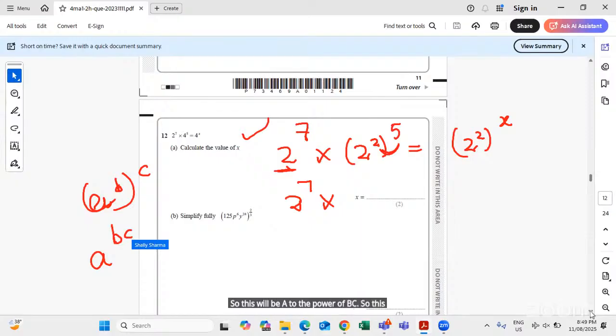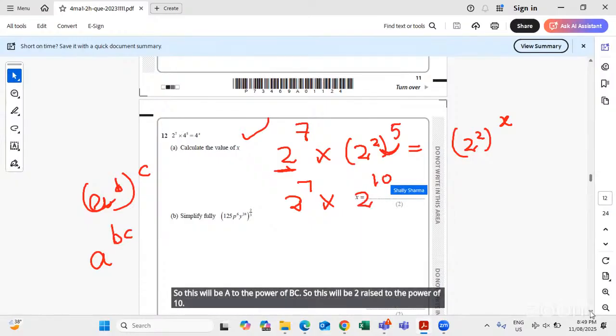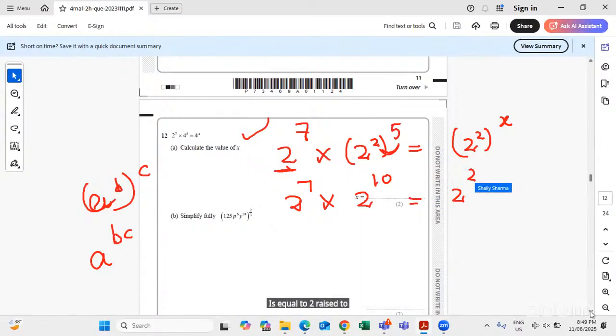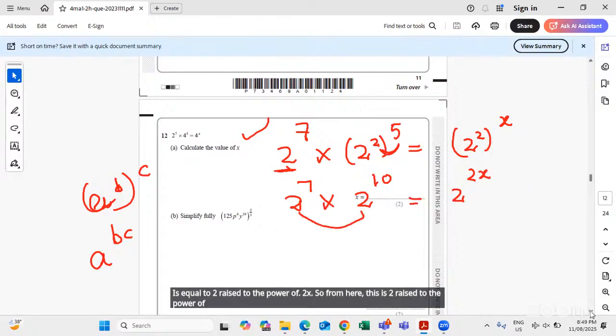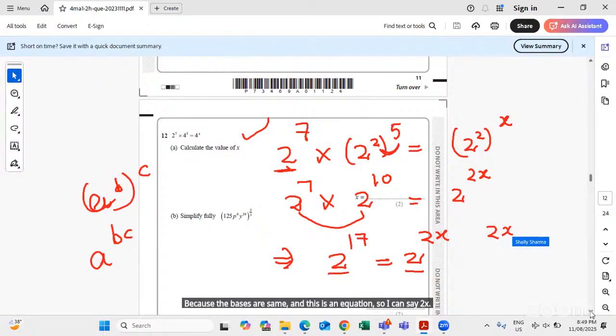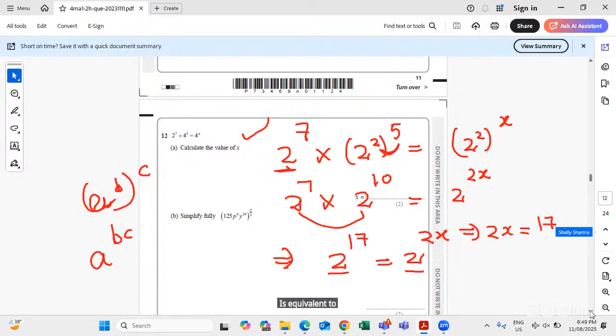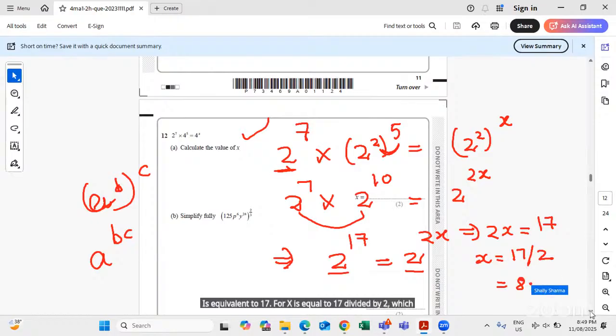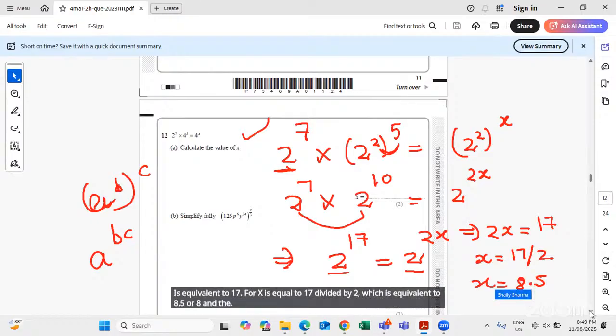So this will be 2 raised to the power of 10 equal to 2 raised to the power of 2x. So we have 2 raised to the power of 7 times 2 raised to the power of 10, which gives 2 raised to the power of 17, equivalent to 2 raised to the power of 2x. Because the bases are the same and this is an equation, I can say 2x is equivalent to 17, or x is equal to 17 divided by 2, which is 8.5.